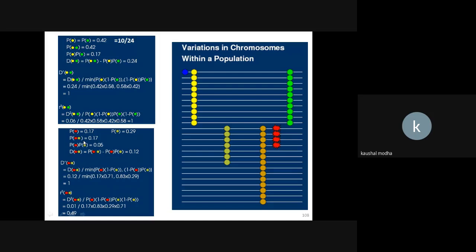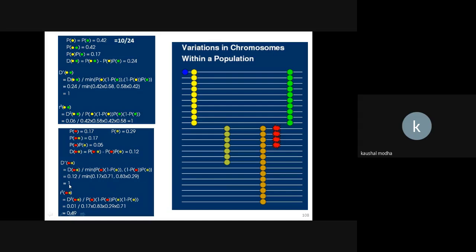Now the joint frequency. In how many individuals are red and pista both present? 4 individuals. So 4 divided by 24 is 0.17. Now the multiplication of the independent occurrence, 0.17 multiplied by 0.29, is 0.05. D can be calculated as the joint frequency, 0.17, minus multiplication of the independent frequency, 0.05. So raw D value is 0.12. It is positive. So we calculate normalized D value by dividing the raw D value by the minimum of these two. When you do that, again you get the value D dash as 1.